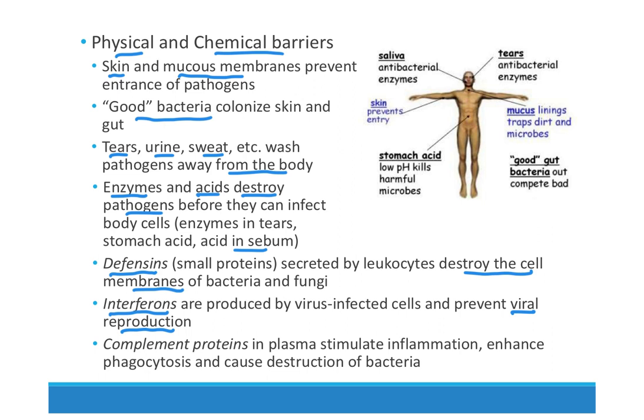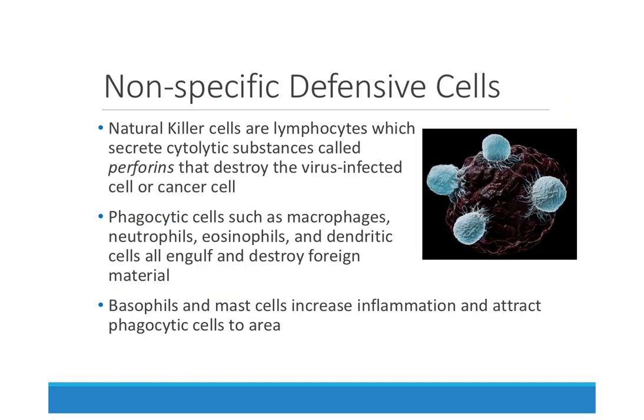And then there are proteins known as complement proteins that travel in the blood, in the plasma, and they also encourage inflammation, because inflammation is actually a healthy response. They encourage the cells that can engulf and digest pathogens, such as macrophages, to be more phagocytic, and can also cause destruction of bacteria by breaking down the cell membrane again. So as you can see, there's a long list of chemical responses against pathogens.